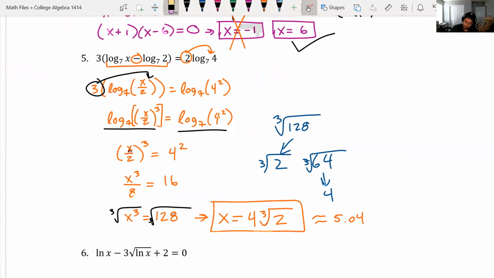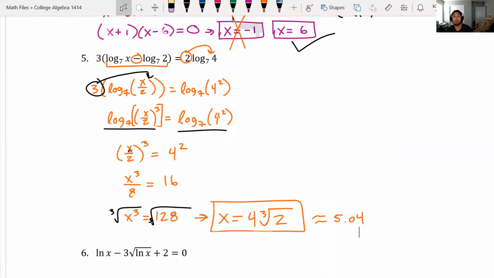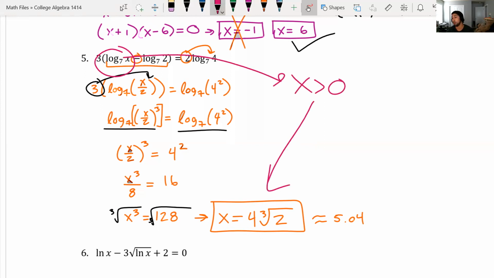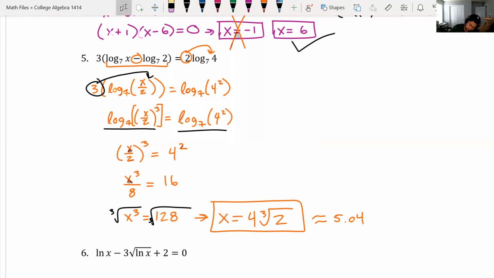Okay, cool. All right, good times. See x over 2, just reworking my steps. And yeah, we're good. Also, the domain of this log, if we're to look at it, is x greater than 0. And 4 cube root of 2 is definitely greater than 0.